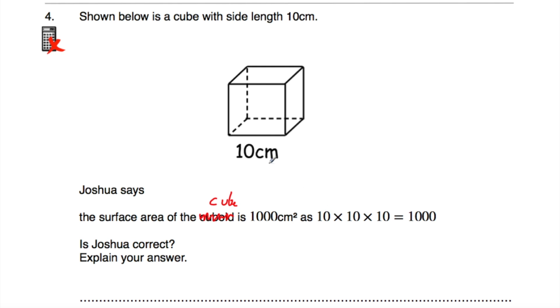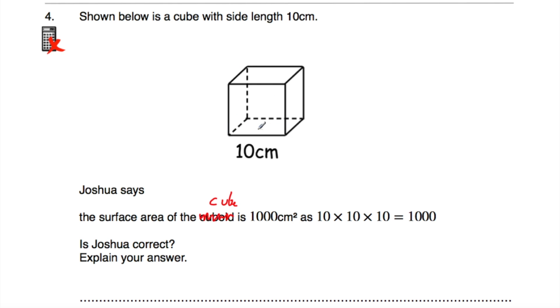So actually what Joshua has done is he's done 10 times 10 times 10. That's the approach that I would use if I wanted to find the volume of the cube. I would do the length times the width times the height, and then the units would be centimeters cubed, not centimeters squared. So Joshua's used the technique to find the volume of the cube, 10 times 10 times 10, and then he's just put the units to centimeters squared on the end. So he's not correct. Let's find the surface area of this cube.